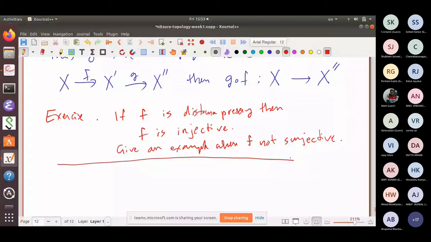How about when F is from X to X itself? A more difficult exercise is to give an example of a distance preserving map F from (X, d) to itself, such that F is not surjective.